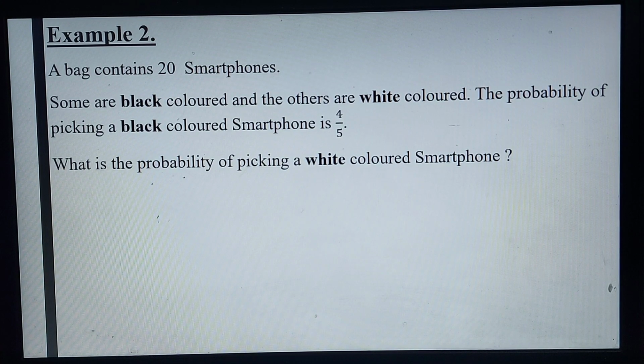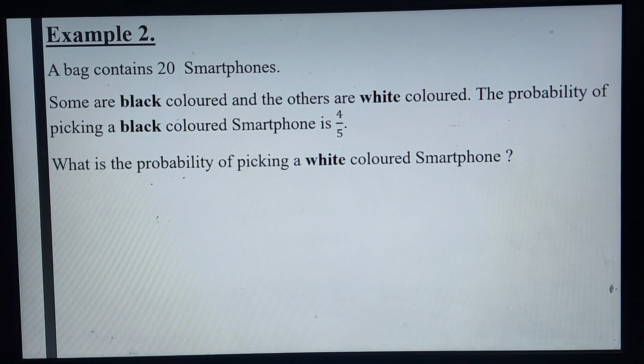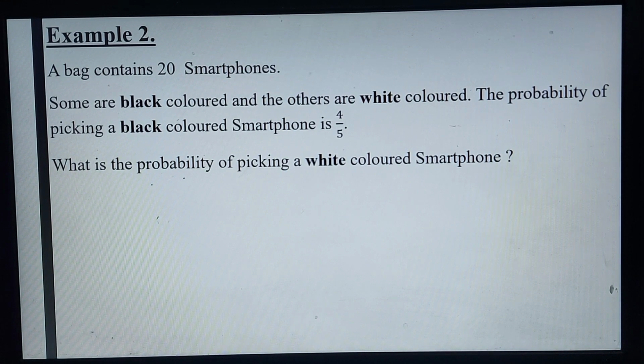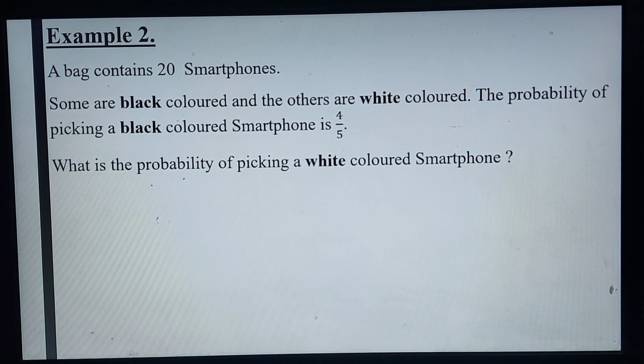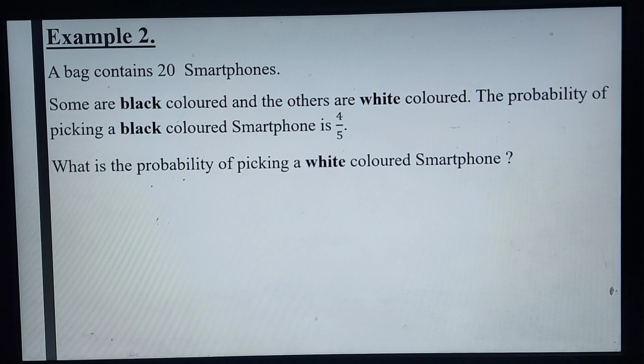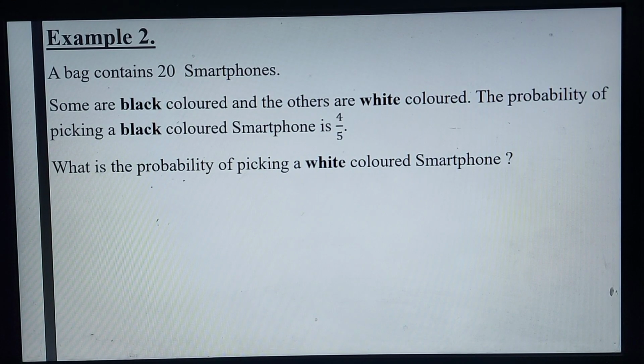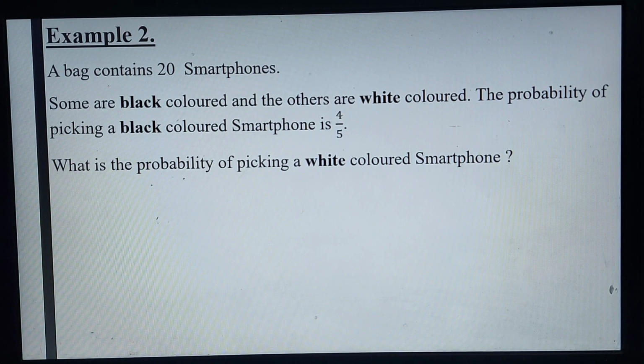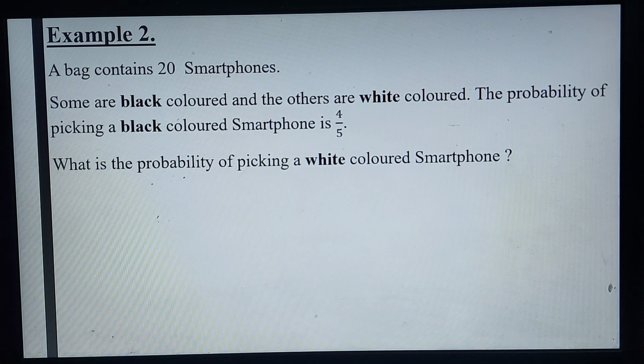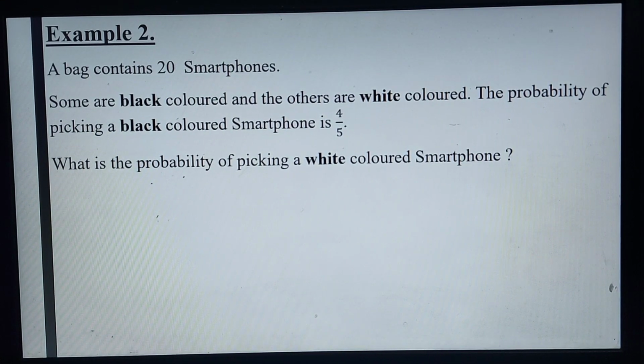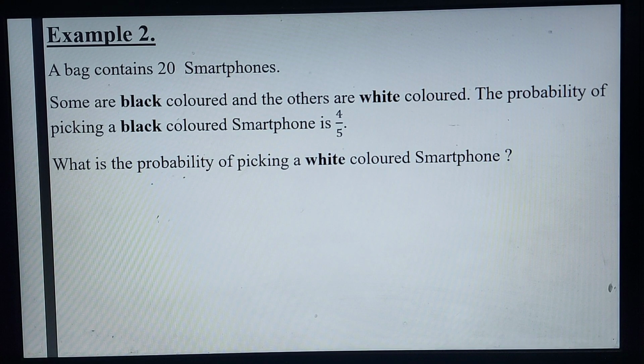Here's another example. It says a bag contains 20 smartphones. Some are black colored and the others are white colored. The probability of picking a black colored smartphone is 4 over 5. What is the probability of picking a white colored smartphone? Now, if you look at the question, you discover that we have just two colors. We have a black colored smartphone and a white colored smartphone. Now you discover that one of them is the opposite of the other.